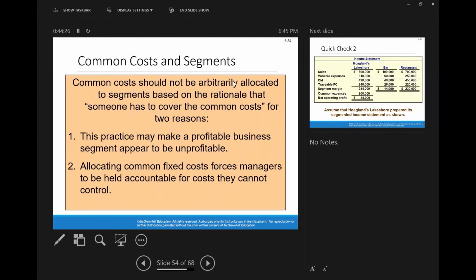Common costs should not be arbitrarily allocated to segments based on the rationale that someone has to cover those costs. You will work with people that think this way: okay, we've got to just cover it somewhere, just stick it over here or stick it there. And it's not good. One reason is that the practice may make a profitable business segment look unprofitable, which we just talked about. You have some extra costs in there and it's not profitable. And it could be because the sale price is being set by teams basing pricing on things that are not correct. Or allocating common fixed costs forces managers to be held accountable for costs they cannot control.